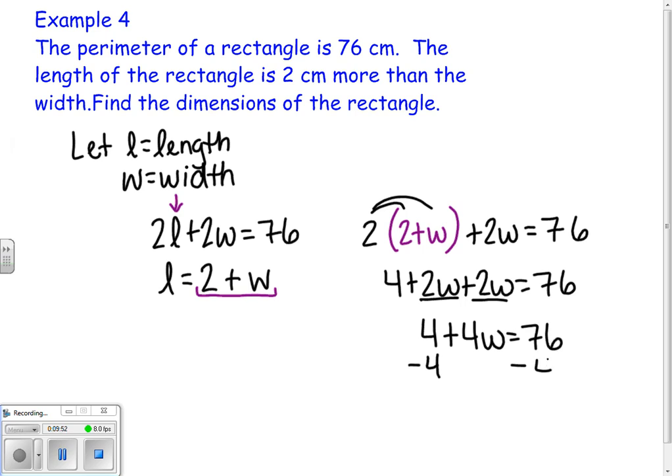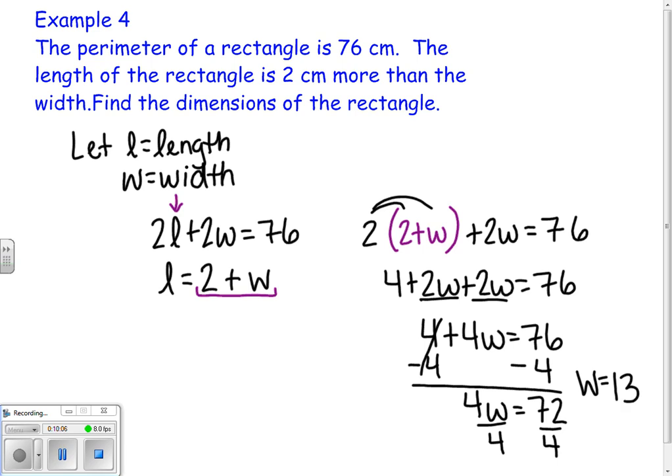Subtracting 4 from both sides gives me 4W equals 72. I'm dividing both sides by 4. I'm running out of room. That gives me 13, I believe. 72 divided by 4 is 13. No, it's not. It's 18. Oh my.